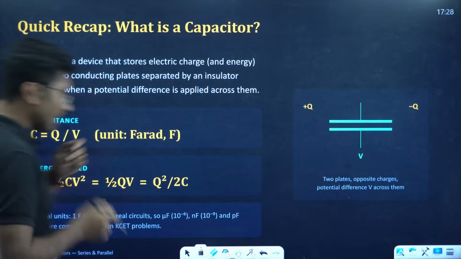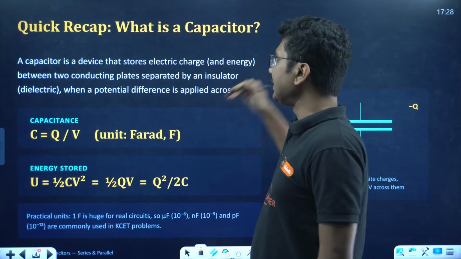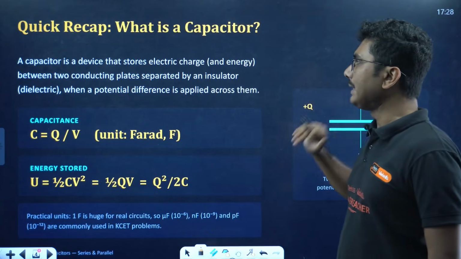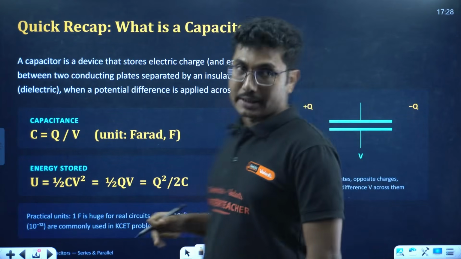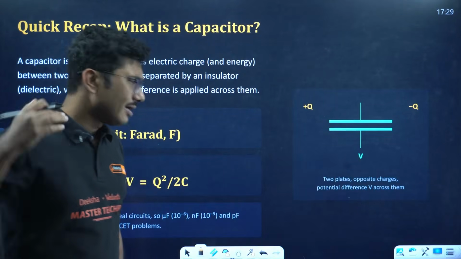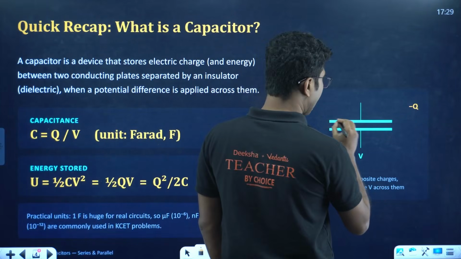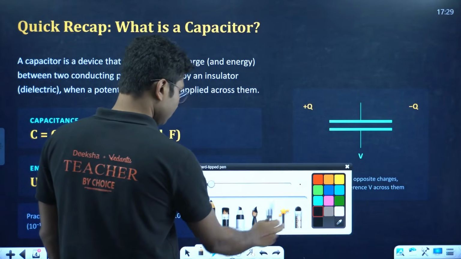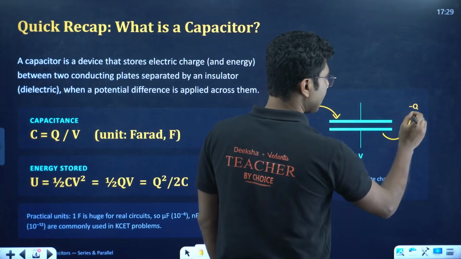So, a quick recap. A capacitor is a device that stores electric charge and energy between two conducting plates separated by an insulator. Whenever we talk about capacitors, 99.9% of the time it is actually a parallel plate capacitor. That means we have two parallel plates, one having a charge plus Q, another one having a charge minus Q.